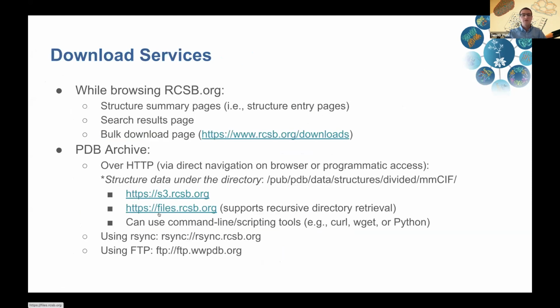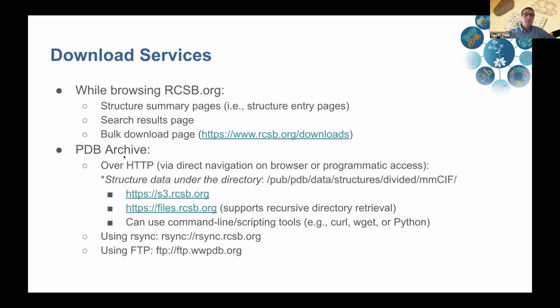So in addition to multiple search services, we also offer a couple of different ways of downloading data. So first of all, while you're browsing rcsb.org, you can download data directly from a structure summary page or an entry page. You can download all the data or all the structures from a search result page. So if you get a list of 10 different structures, you could download them right from that page. And you can also use our bulk download tool, which lets you enter in multiple IDs to download.